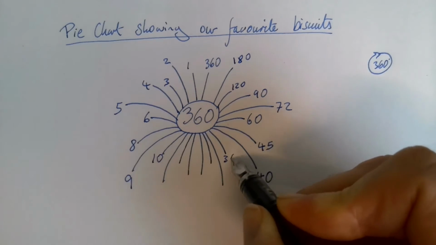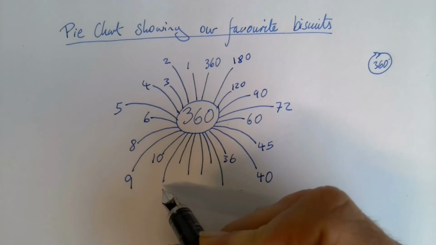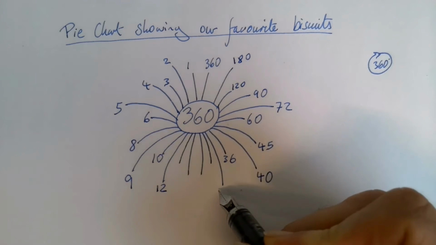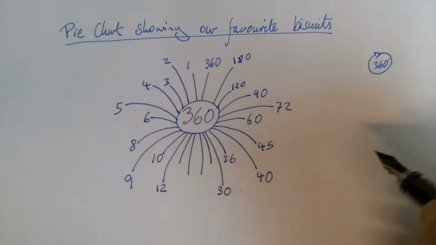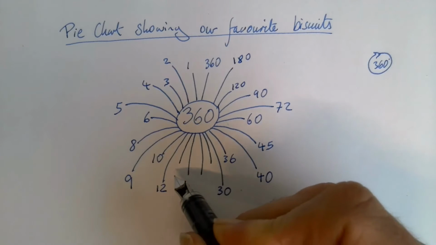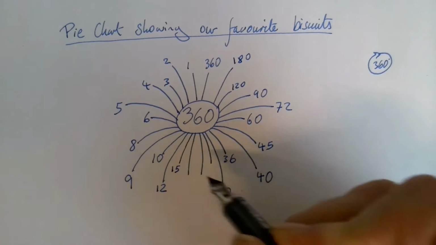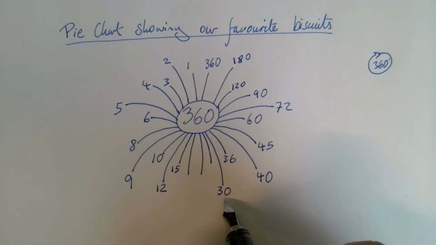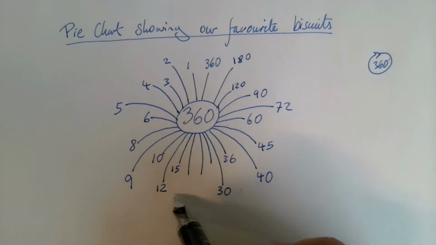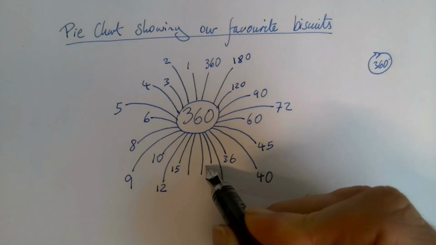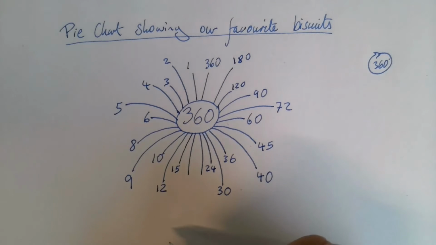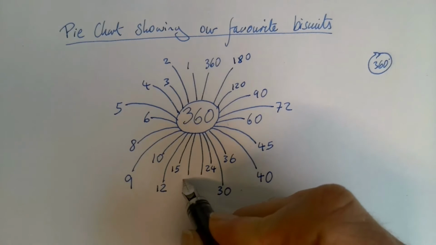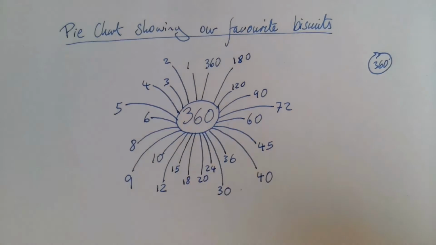10 and 36. 11 doesn't go, but 12 does. 12 times 3 is 36, so it's 12 times 30. Then we don't have 13 or 14, but we do have 15. 15 being half of 30 will have twice the number of 30s that we had, so that's 15 times 24. And the last one is 18 times 20. So that should come in jolly useful.